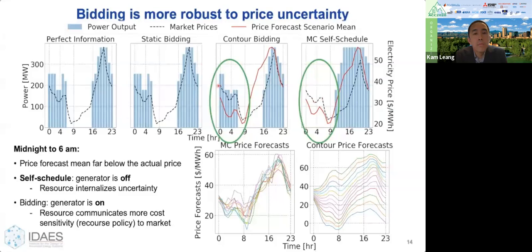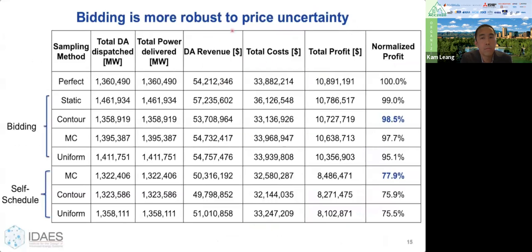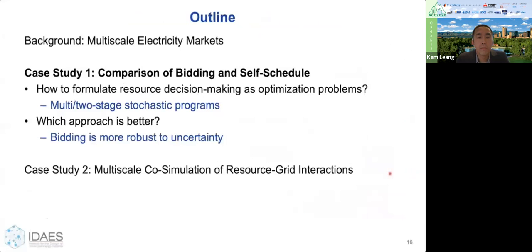And the idea is with self-schedule, the resource internalizes uncertainty. But with bidding, the resource communicates kind of like a recourse policy to the market. So bidding is more robust to price uncertainty. We also see this in rolling horizon simulation results. We have a year of data from the California market. And shown here, with bidding, you can get 99% of the perfect information revenue. With self-schedule, we could only get 78%. So these results really show that if you're going to think about assessing the economics of an energy system with historical data under uncertainty, we'd really advocate for using bidding.